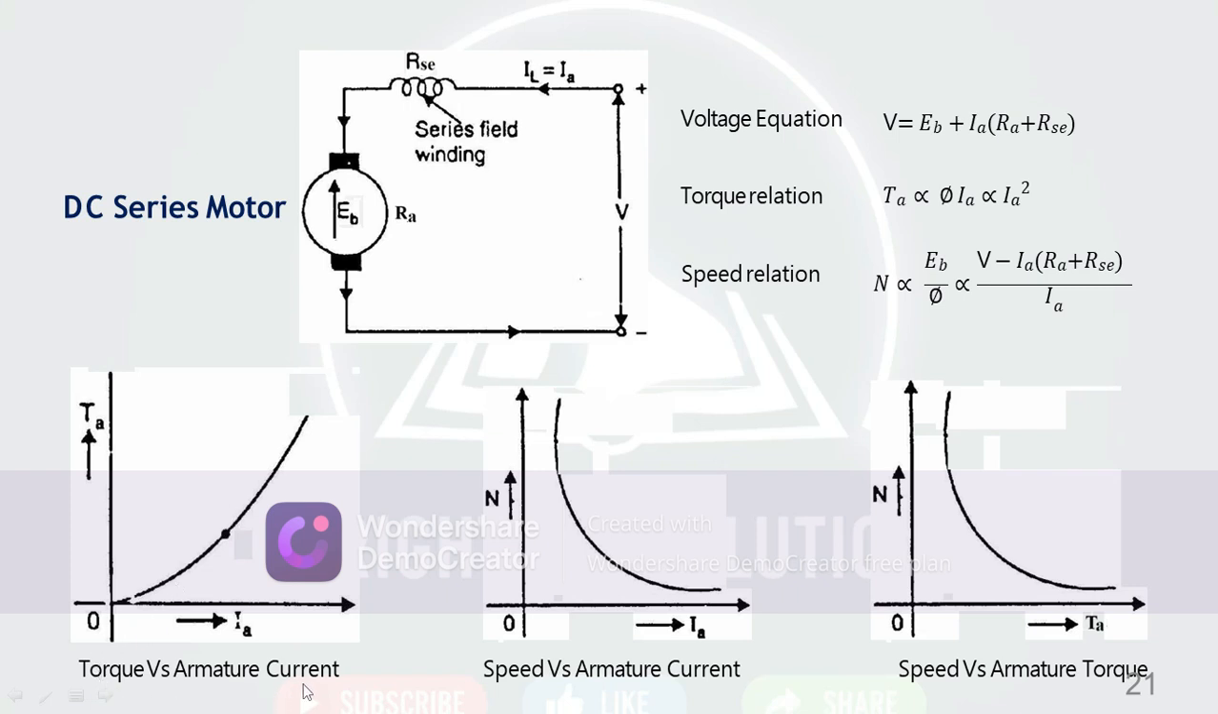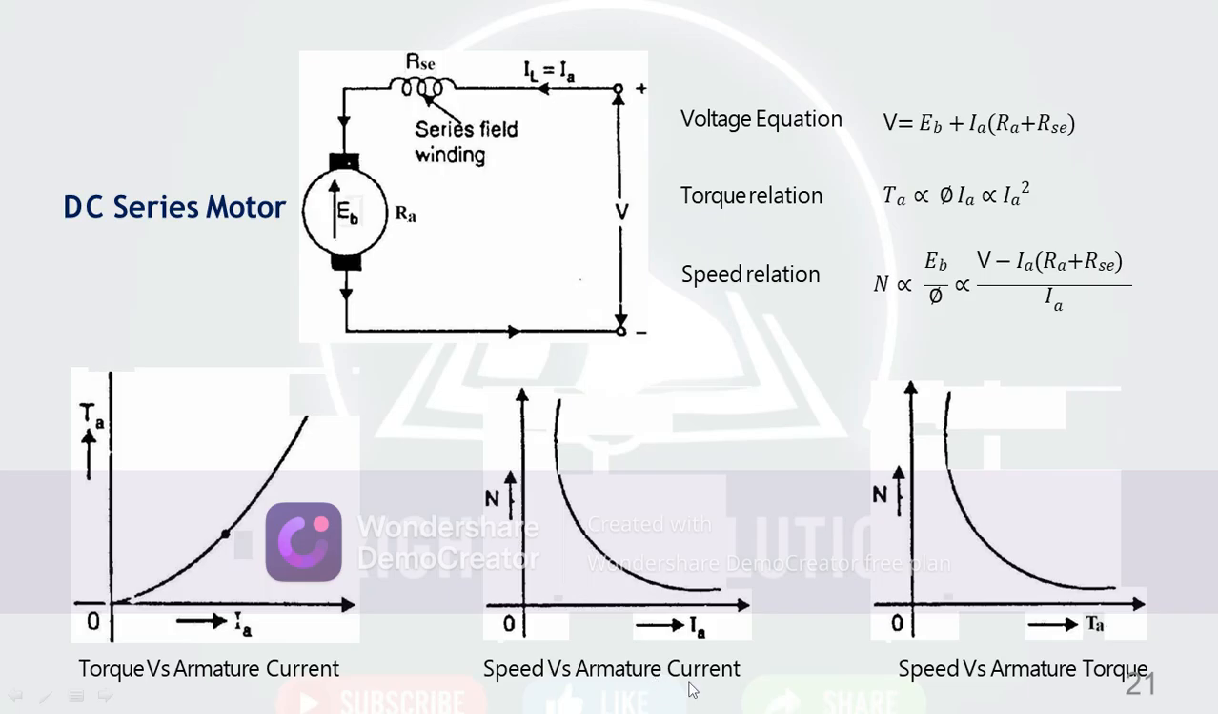Torque versus armature current: as the armature current is increased, torque is gradually enhanced like this. Torque is not directly proportional to Ia. It is proportional to the square of I. As the square term of I increases, the torque increases.